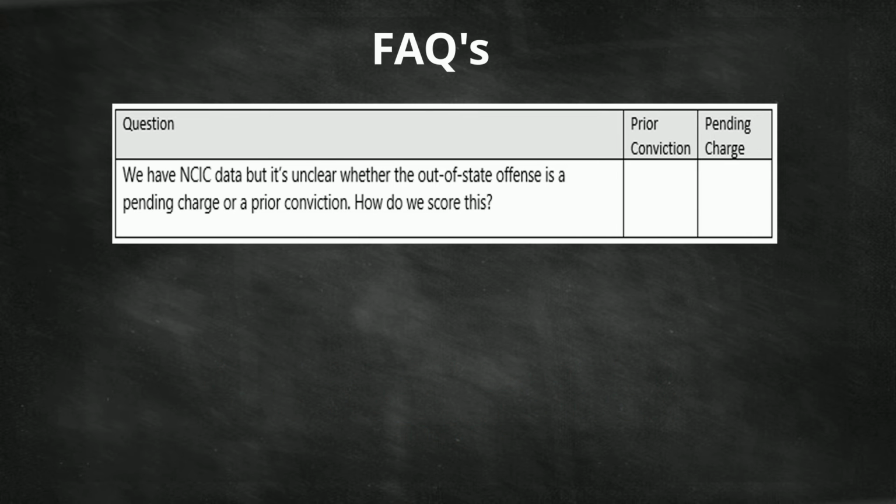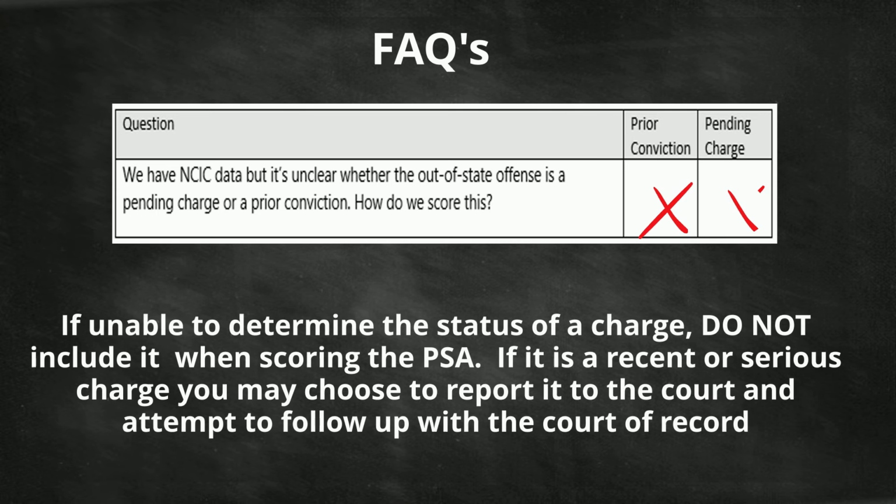Okay, another question. We have NCIC data, but it's unclear whether the out-of-state offense is a pending charge or a prior conviction. How do we score this? If you are unable to determine the status of a charge on the out-of-state record, do not include it when scoring the PSA. If it is a recent or serious charge, you may choose to report it to the court and attempt to follow up with the court of record.